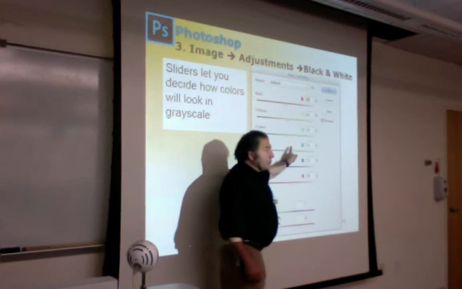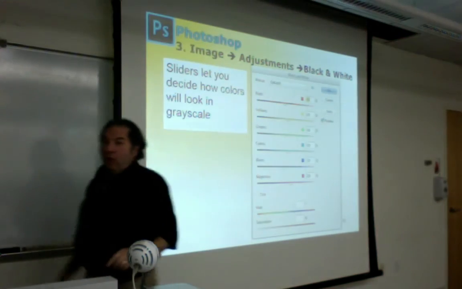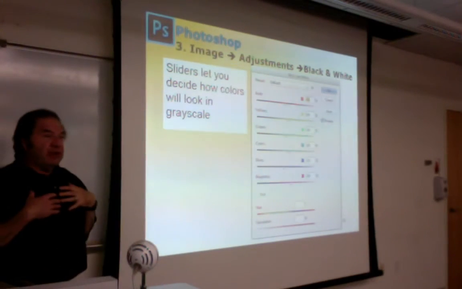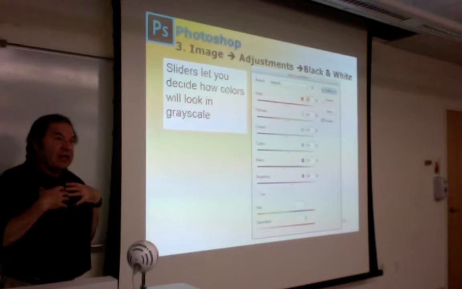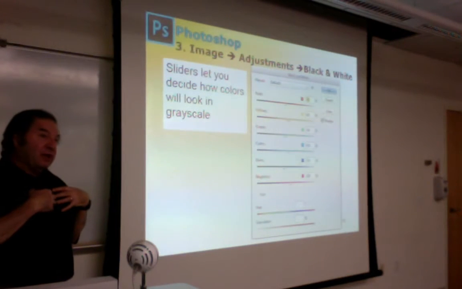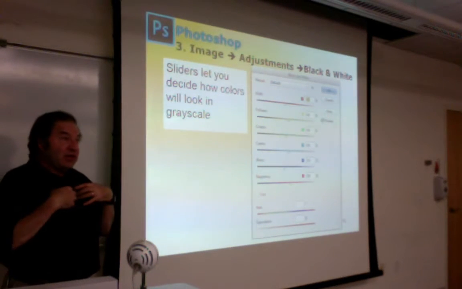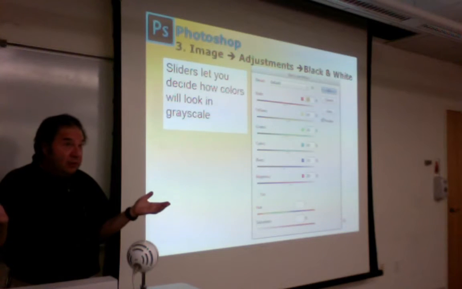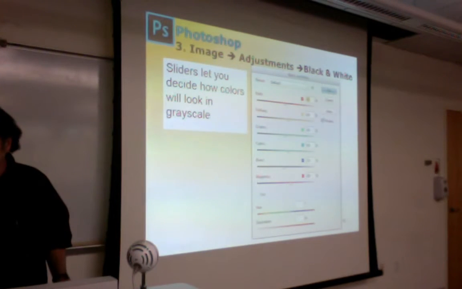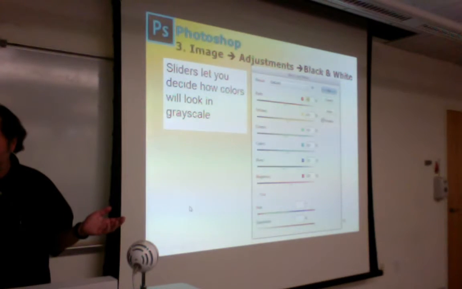Or you can move the slider bars yourself. If you want, for example, let's say somebody's got a red shirt on and it turns completely black, you might want to lighten it up, make it more of a medium gray so that you can actually see the shirt better. That's why you do these things. Is it clear what I'm trying to explain to you?